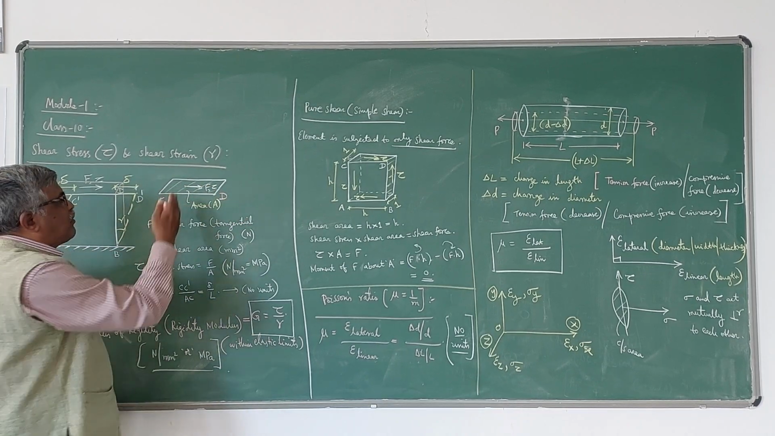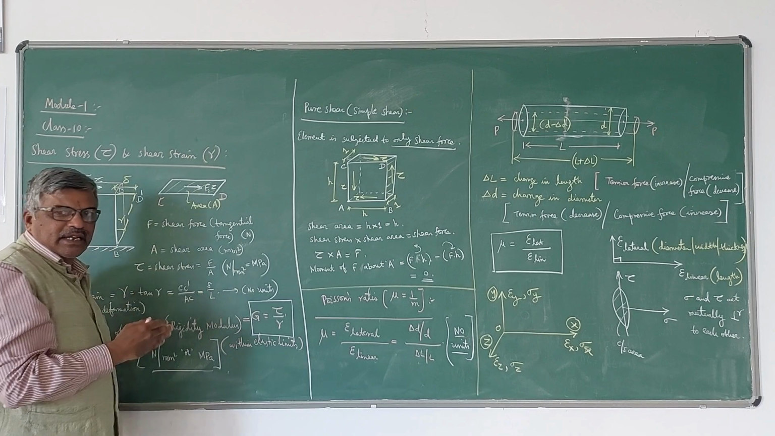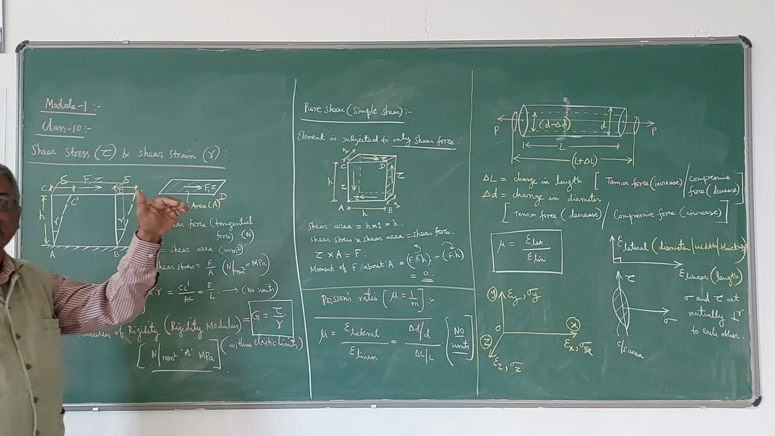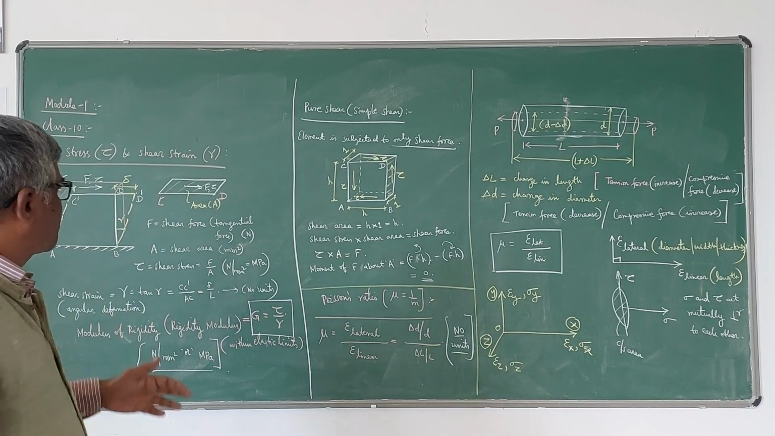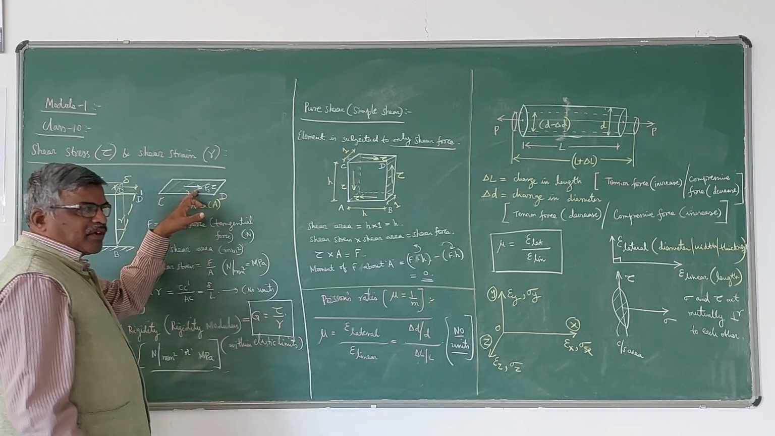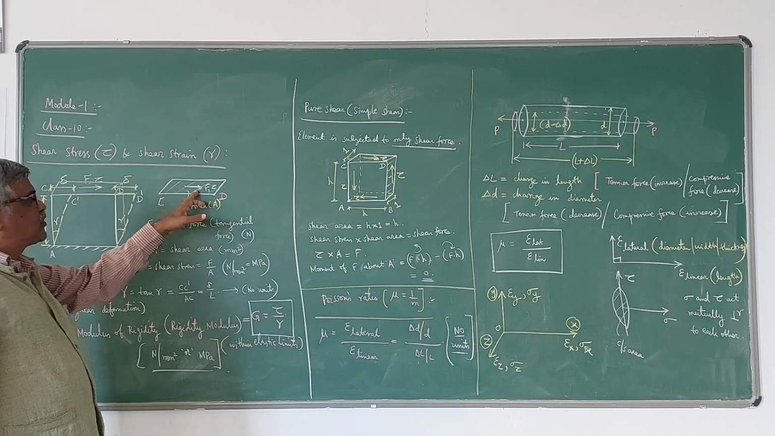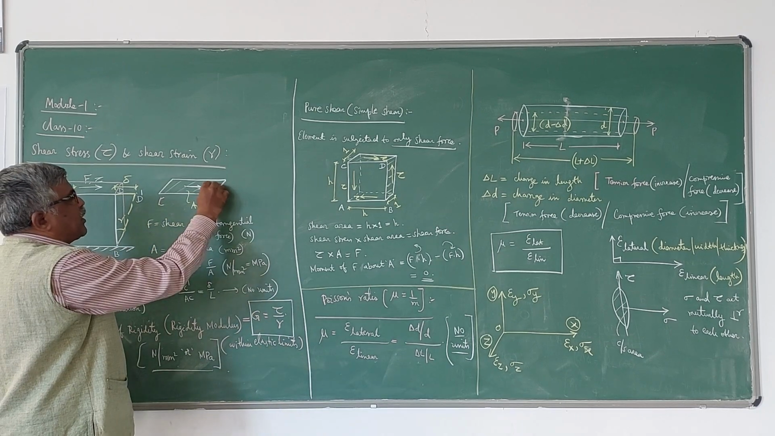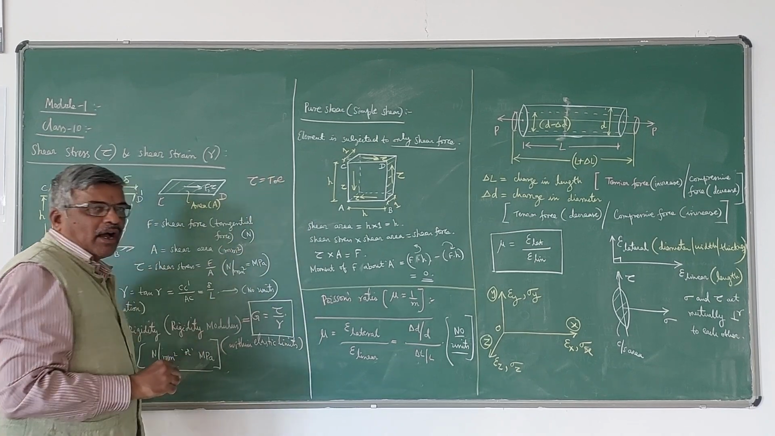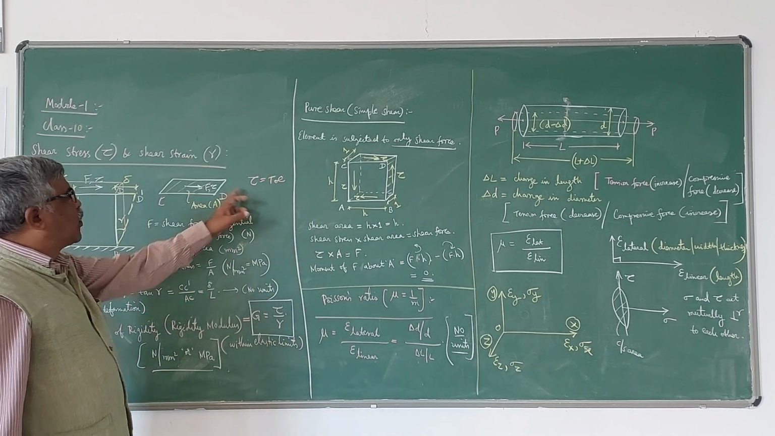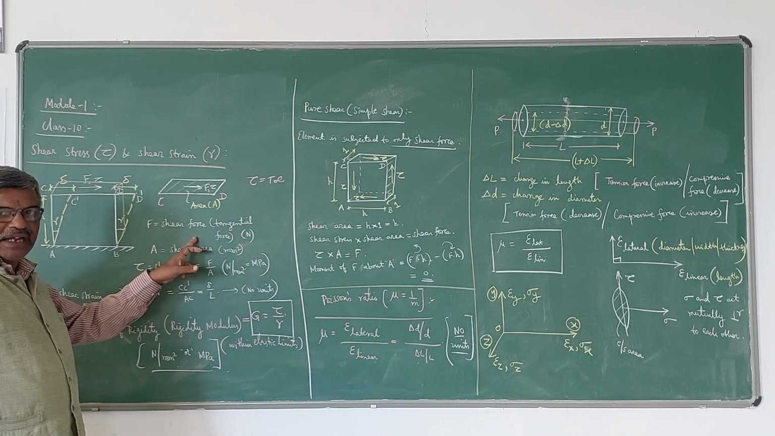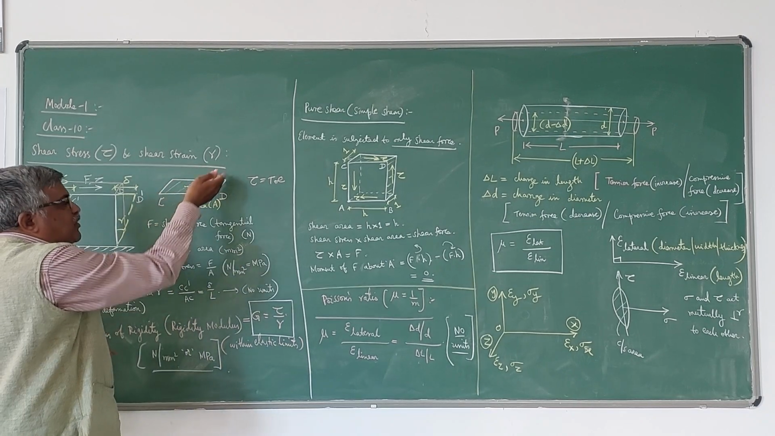Please note that if you apply a force perpendicular to the area, it is normal stress, tension or compression. Whereas if you apply it parallel to the area, that is called shear force or tangential force. So, F is called the shear force or tangential force, and the corresponding stress that is going to develop due to that shear force is called shear stress, which is denoted by tau, the Greek letter tau. So, normal stress is sigma, shear stress is tau. Tau is given by whatever shear force is acting divided by the area over which that force is acting.